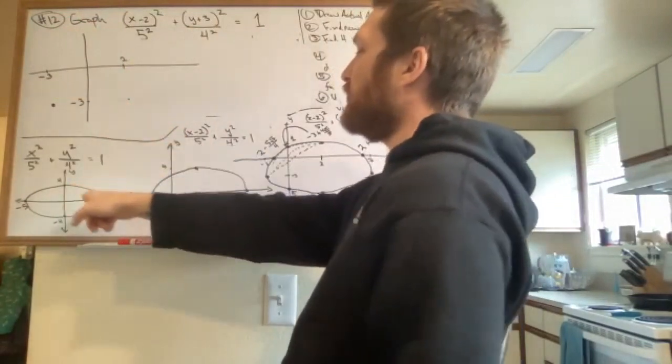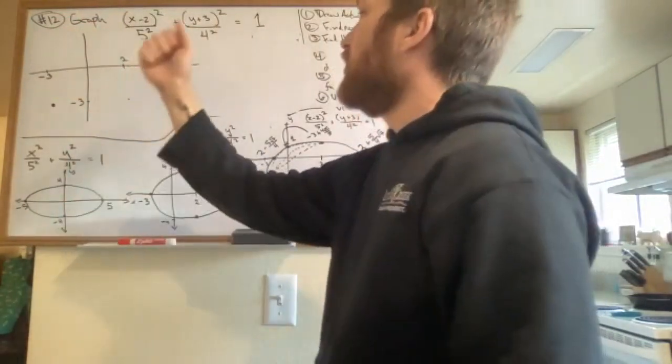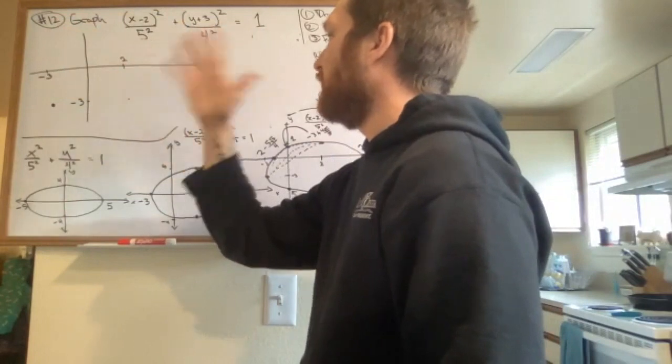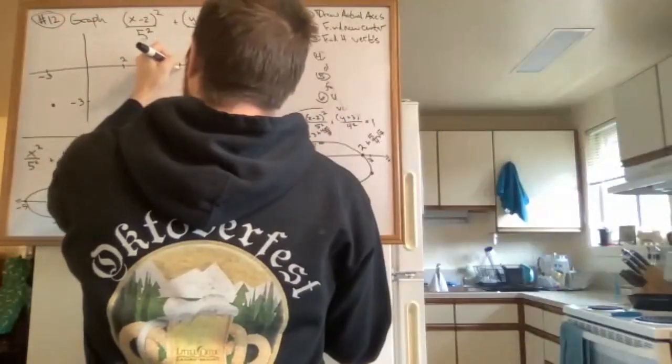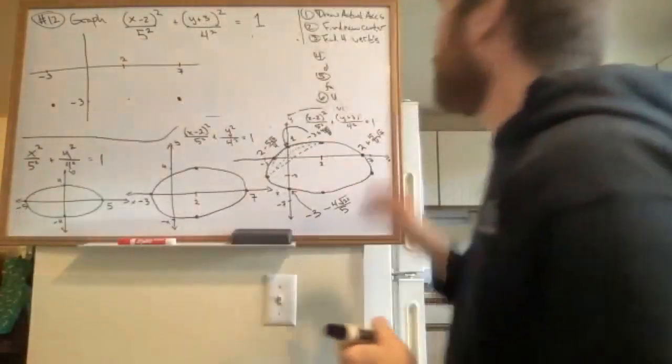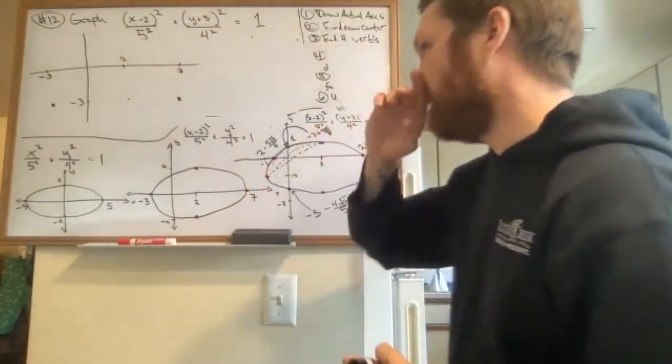From 2, I go to the right 5 units. 2, 3, 4, 5, 6, 7. So 7. I go over to 7, 5 units. Mark that guy. So this is all still step 3. I'm just finding the 4 vertices.